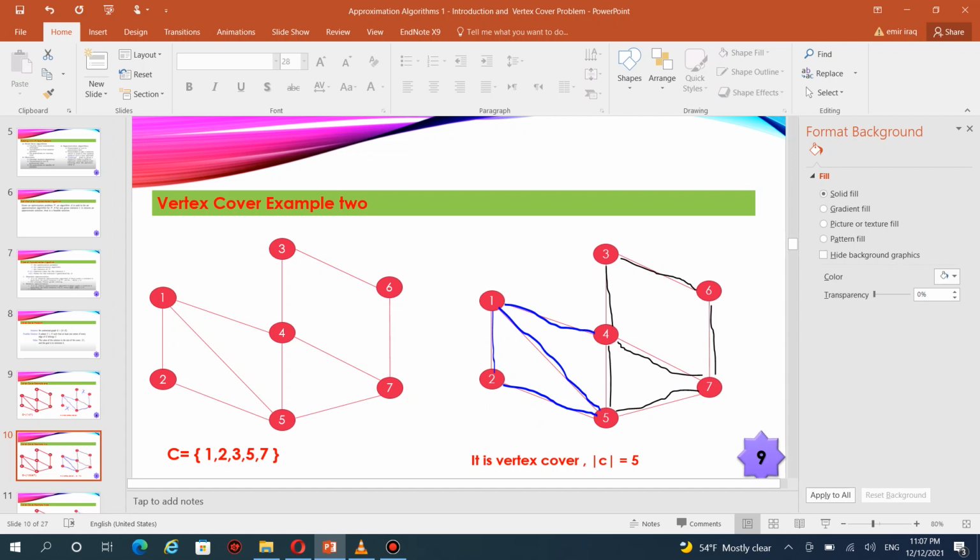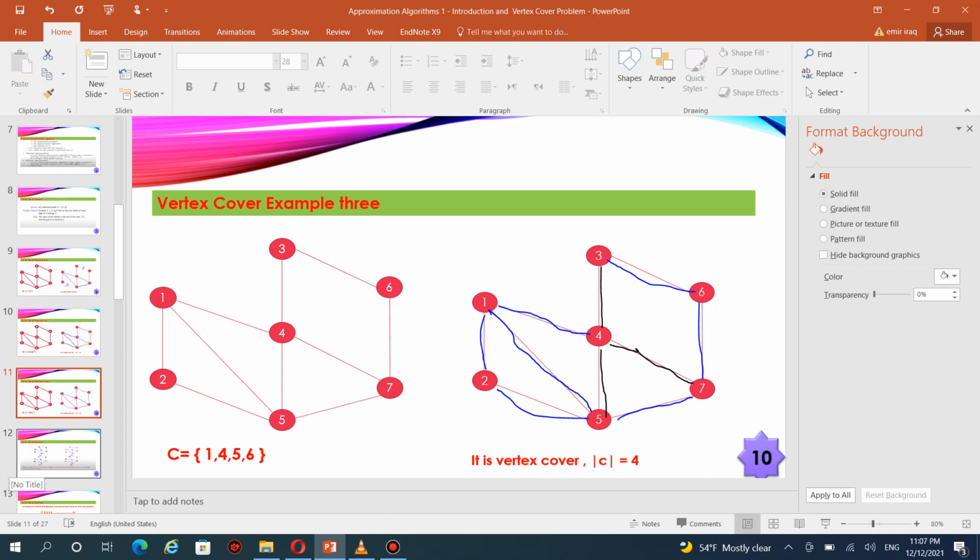Also, going to element 5, we delete 5-7, 5-4, 5-1, and 5-2, which was also deleted by the previous step. Then we go to the last element, 7. We'll delete 7-6, 7-4, 7-8. So in this graph no edges are remaining. All the selected vertices cover the edges, so it is a vertex cover. The number of elements in this set C is equal to 5.